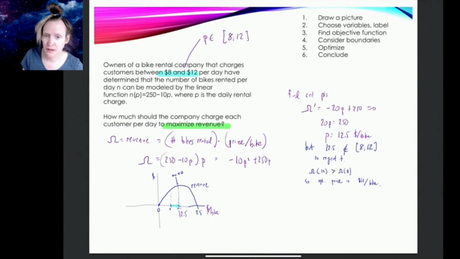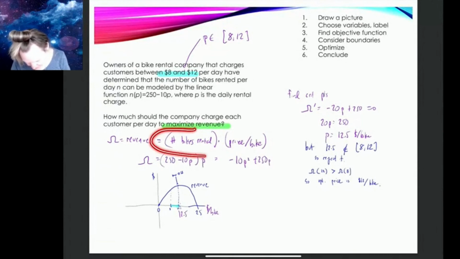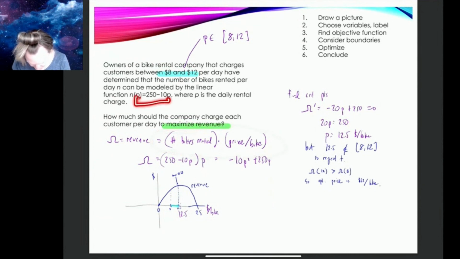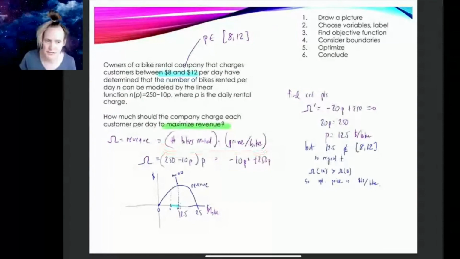I will say that these problems I regard generally as relatively easy because they're generally upside down parabolas. And the key to doing these problems is that you just got to take the product of the number times the price. And that's the key to doing these problems successfully.